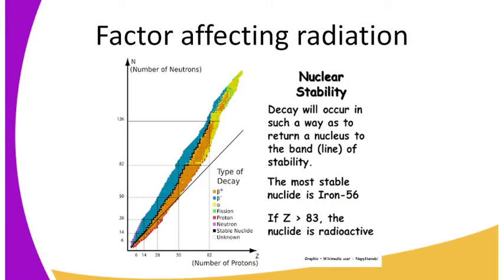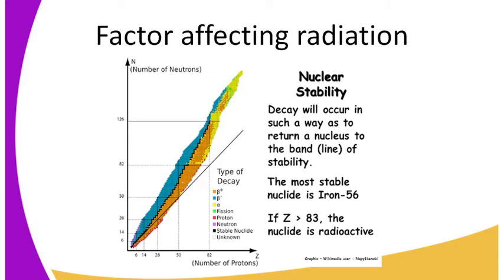Next, we have factors affecting radiation. We have nuclear stability. Stable nuclides have a proton to neutron ratio of 1 to 1. However, as atoms get heavier, there is a marked deviation from the ratio, with the number of neutrons superseding that of protons. In such circumstances, the nucleus is likely to be unstable. When this happens, the nucleus is likely to disintegrate in an attempt to achieve stability.